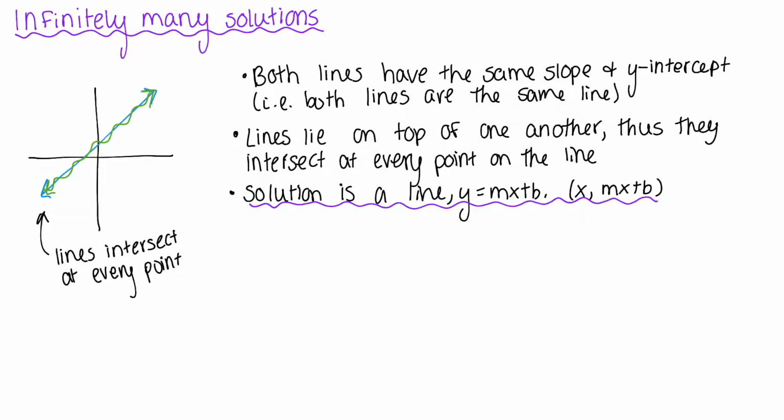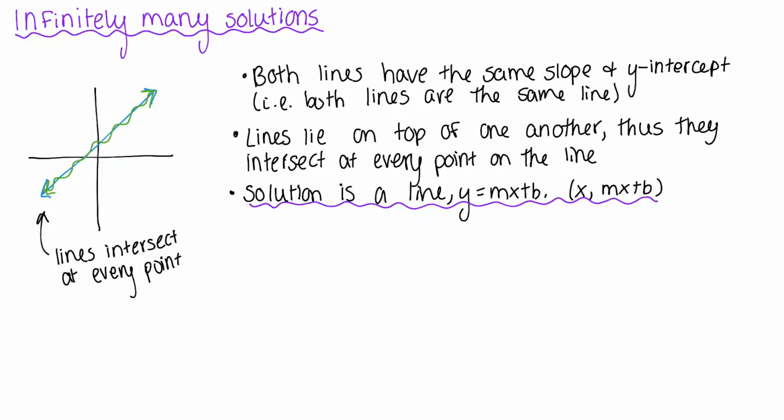In the case of infinitely many solutions, this is where both lines have the same slope and y-intercept. And if both lines have the same slope and the same y-intercept, that means that both lines are the exact same line. So you have one line here, and then I kind of squiggled in the other line there, but they're just sitting on top of one another. Technically, you have two lines, it's just that both lines are identical.